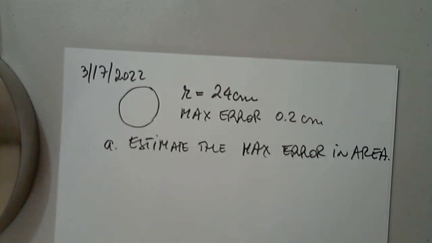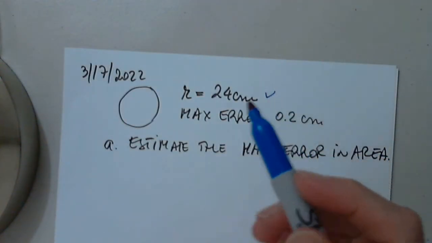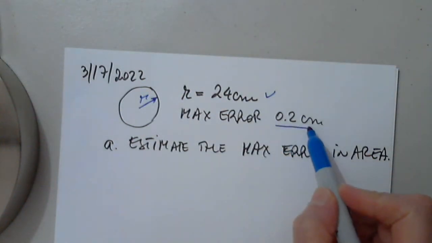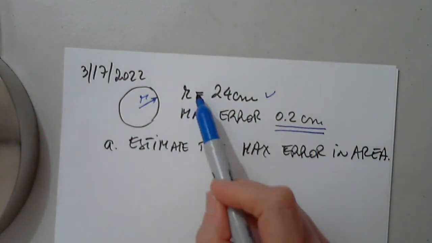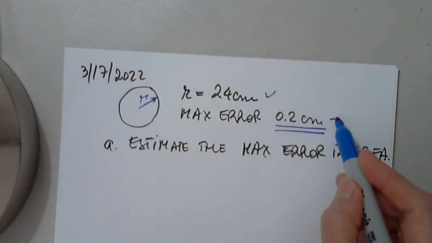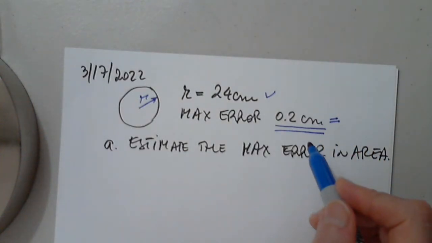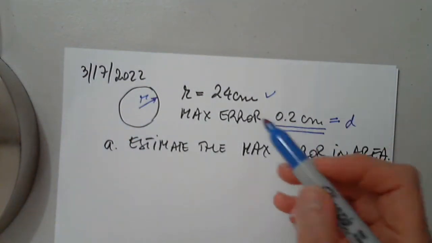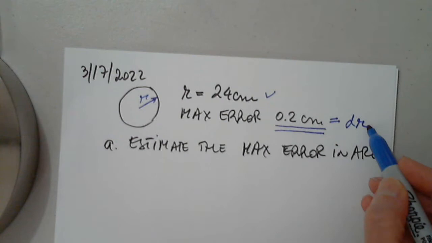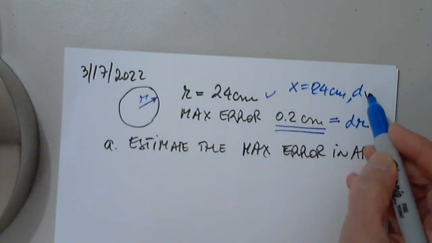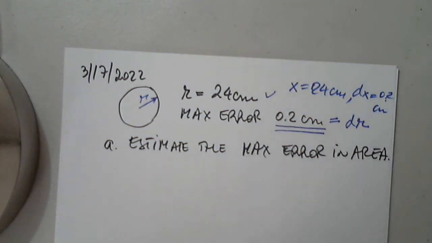So before we even think of area, let's identify what we're given. Well, this is clear. So this is the radius of the disk. And there is an error. So if this is the radius, what is this? Is that the error? Yes. How do we denote the error? Yes, dx. Very good. Because I said r for this, I'm going to write the r. If you want to change this to x, that's fine. So it's 24 centimeters, and then dx equals 0.2 centimeters. It doesn't matter.